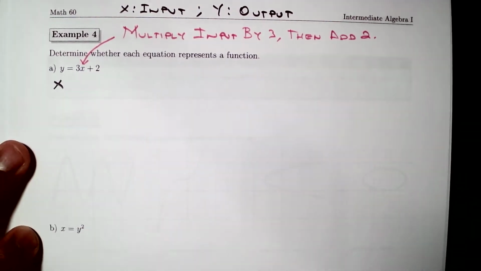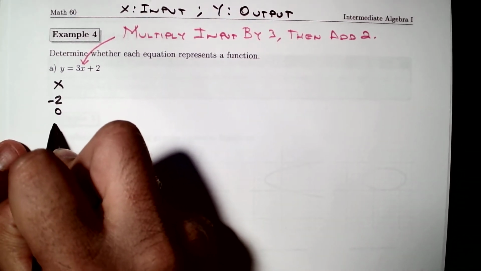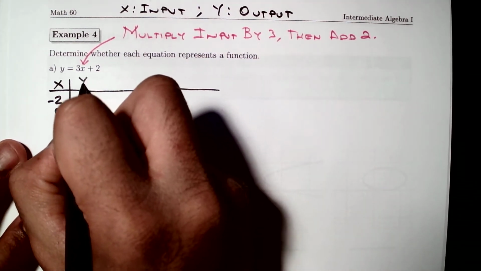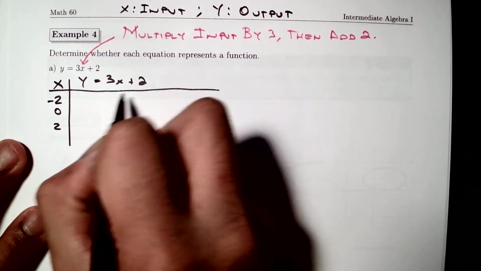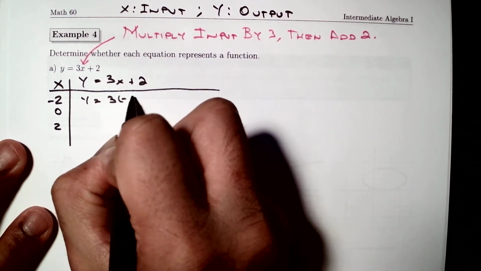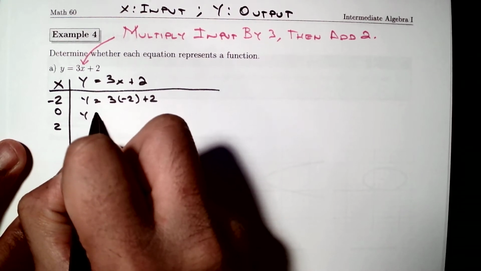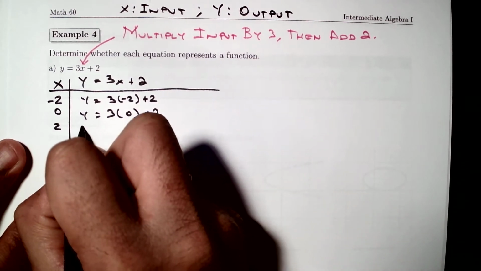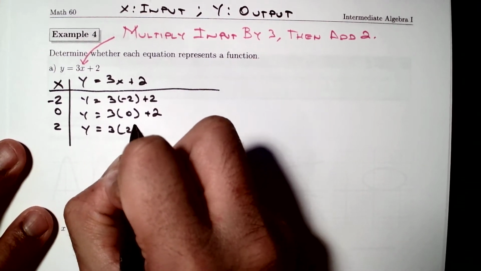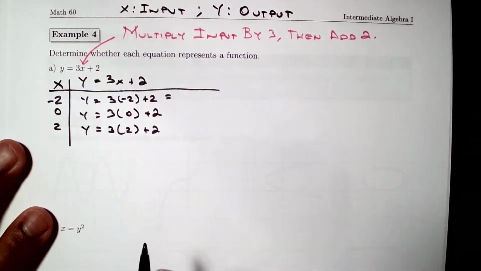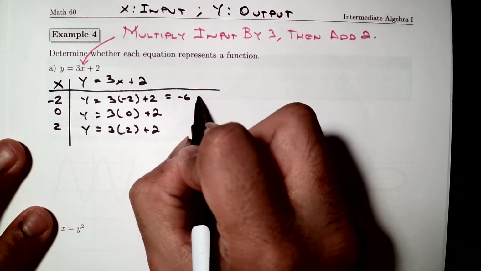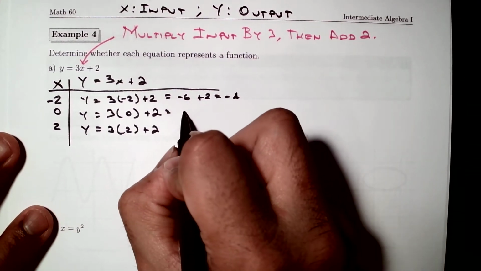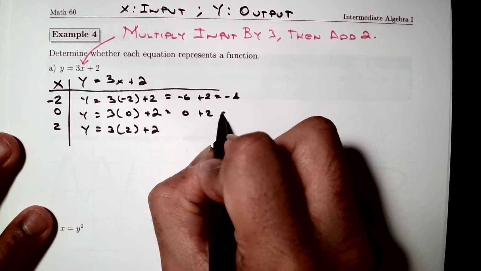I'm not going to do too many. We don't need to do too many. -2, 0, 2. That's enough. And y equals 3x plus 2. So y equals 3 times -2 plus 2. y equals 3 times 0 plus 2. And y equals 3 times 2 plus 2. So in the first case, I'm going to get -6 plus 2 equals -4. In the second case, I'm going to obtain 0 plus 2, which is 2.